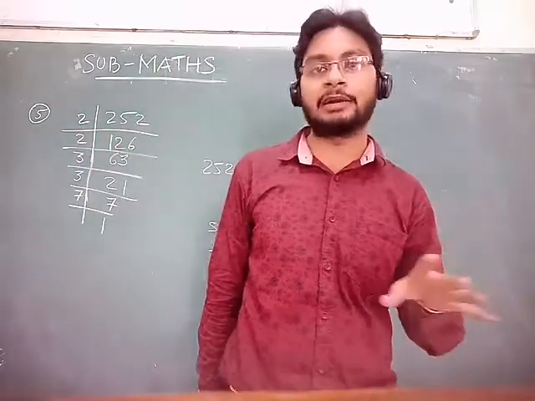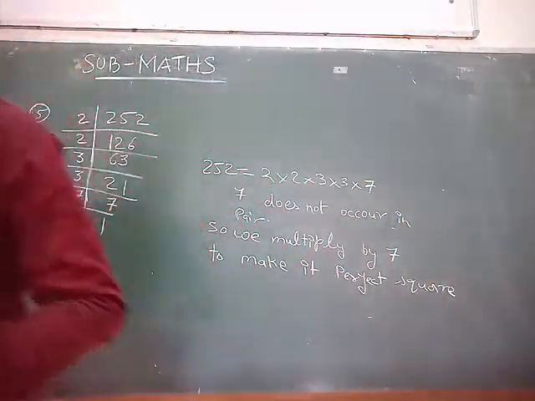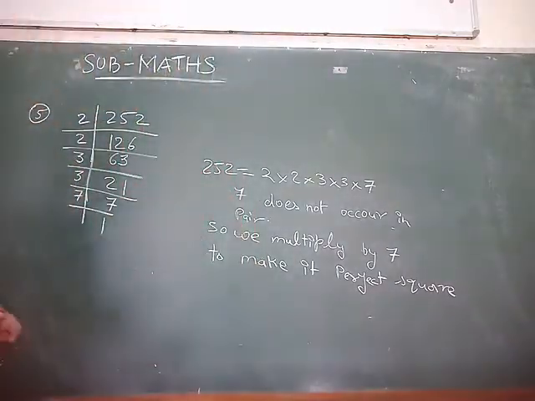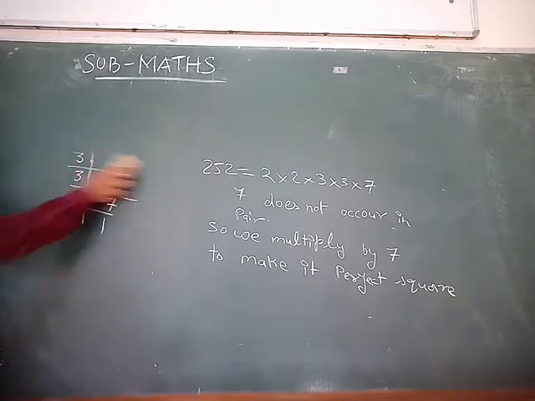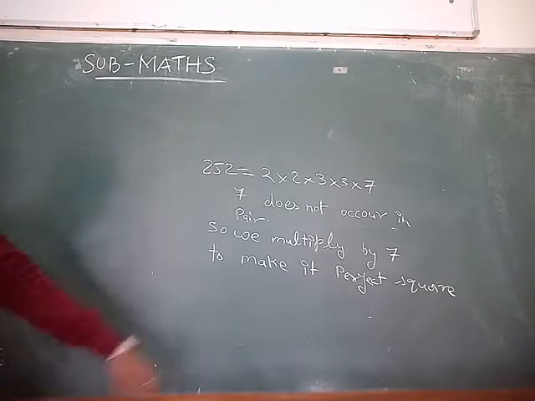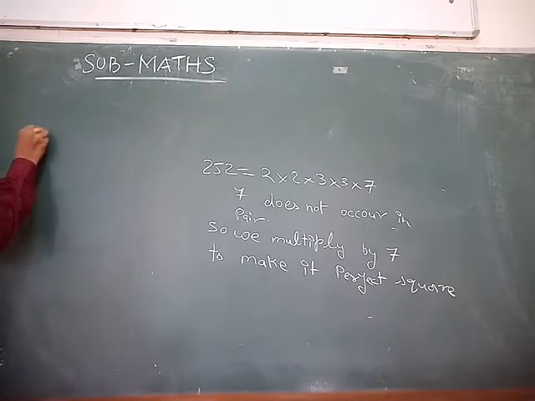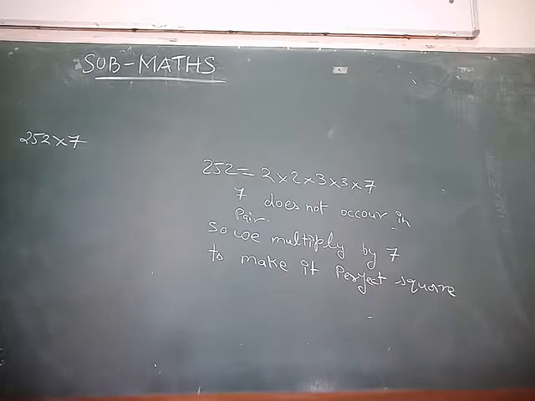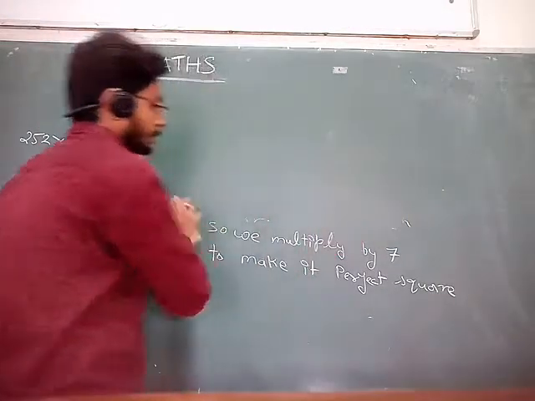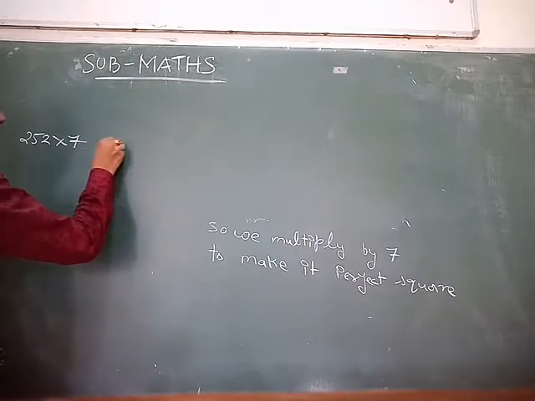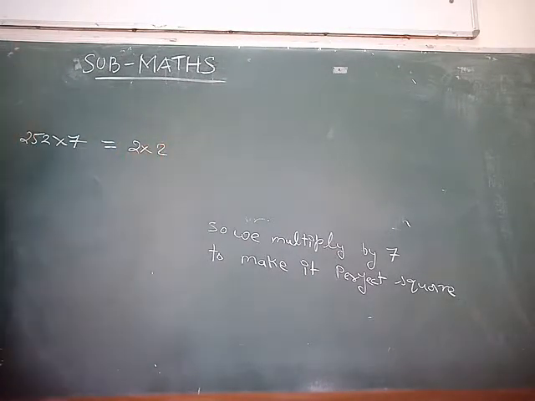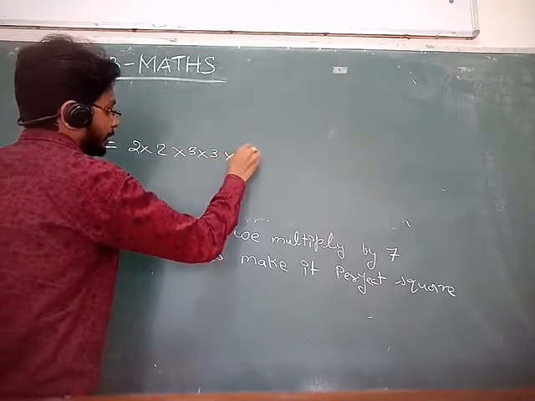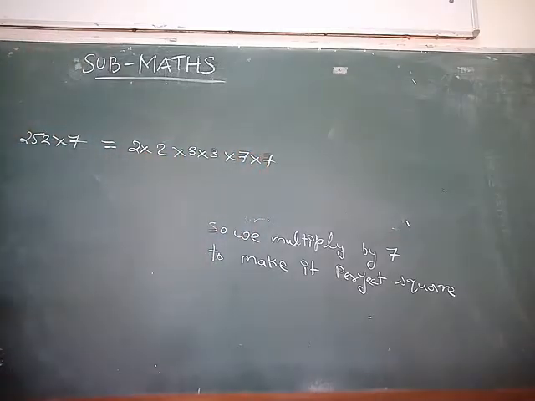So your first part has been finished, but in the second part also find the square root of the square number so obtained. आपको स्क्वायर रूट भी फाइंड करना है. So how you will find? Now multiply by 7. So 252 into 7. What you will get? You will get 2 into 2 into 3 into 3 and then 7 into 7. Now all the numbers are in pair.